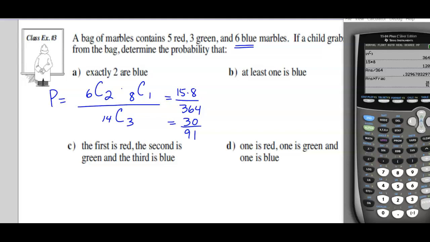Okay, next one, at least one is blue. So you can have 1 blue, 2 blue, 3 blue. Okay? Or normally you would go, well, using the complement, total minus 0 blue over the total probability. So really, what is the total probability of an event occurring? Or the maximum that you can have in probability? That would be 1, right? So probability of at least 1 blue is equal to 1 minus the probability of no blue.